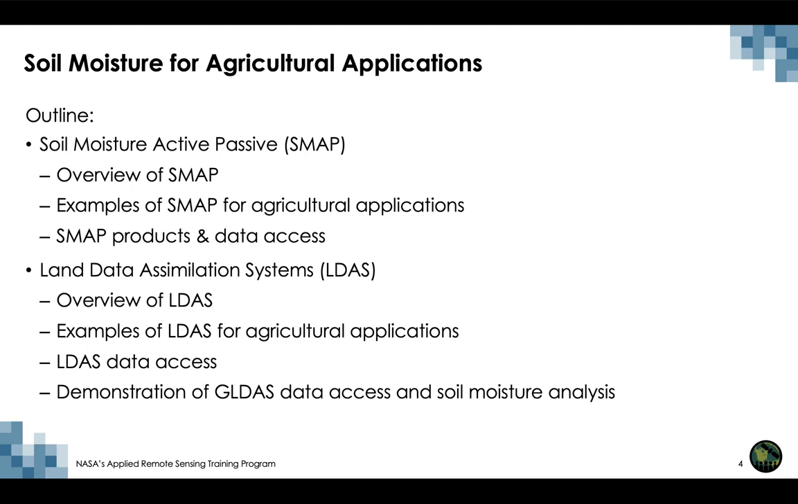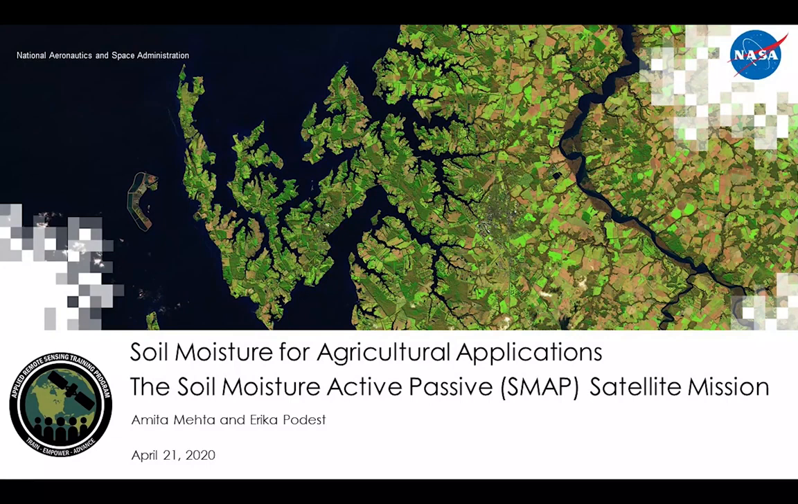I will now turn the presentation over to Dr. Podest. Good morning. I'm Dr. Erica Podest, and I'm a scientist at NASA's Jet Propulsion Laboratory in Pasadena, California. Today, I'll cover the first half of the webinar on soil moisture for agricultural applications, and I'll specifically talk about the Soil Moisture Active Passive Satellite Mission, also known as SMAP.